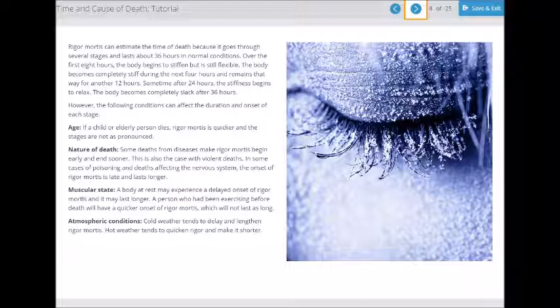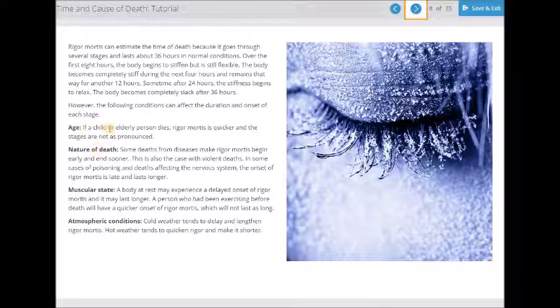If you're trying to determine the time of death, at what stage of this rigor mortis is going on, you can start to say, well, it's at this stage, so they must have died 16 hours ago, or between 12 and 16 hours ago, or something like that.